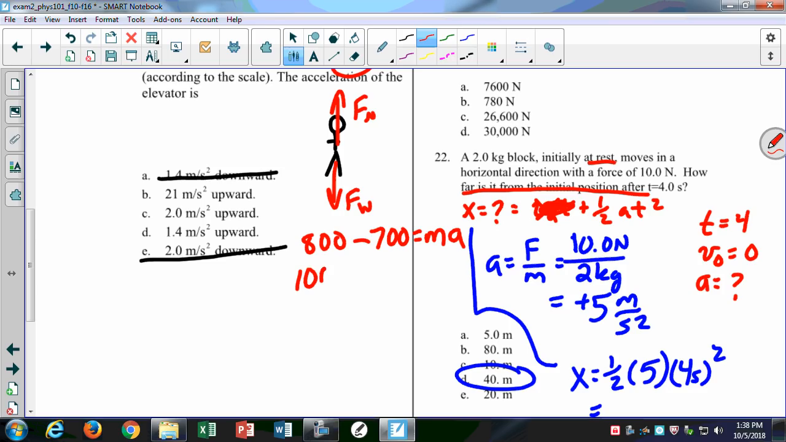So I have 100 equals 70A. So A is 100 divided by 70. I think that's 1.4, is it right? Well, it's definitely not 2. Good question. It won't be exactly like that, but you'll have a 1D problem where you're moving an object up. All right?